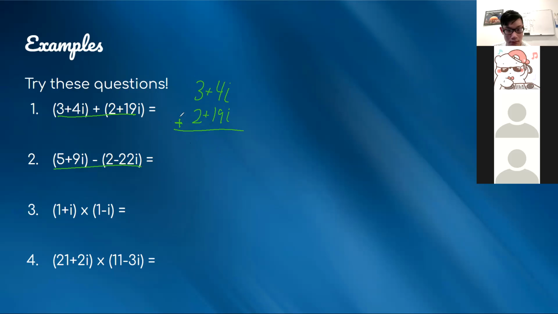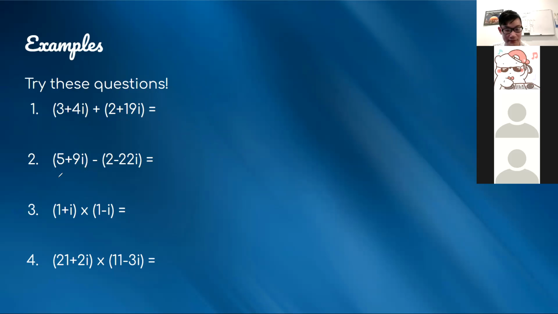So 3 plus 2, right? Because when we do addition of complex numbers, we just split it up into its real and its imaginary part. In this case, its real parts are 3 and 2. We just add those together. 3 plus 2 is 5. And then we add the imaginary parts together. 4 plus 19 is just 23. So the answer to this question is 5 plus 23i.